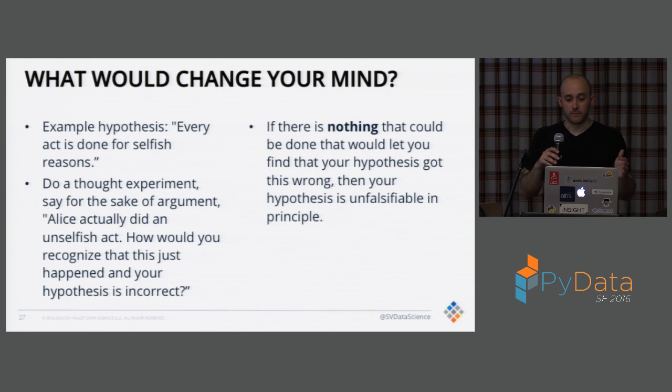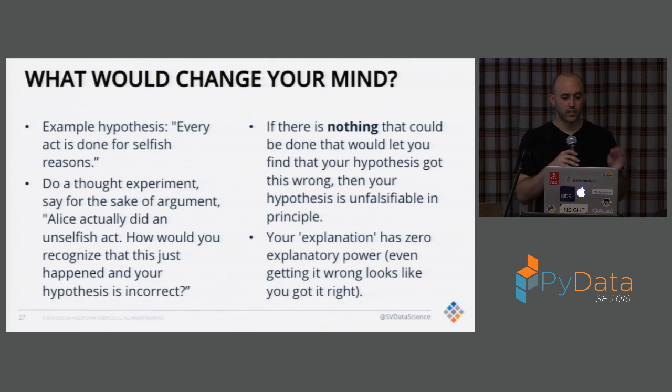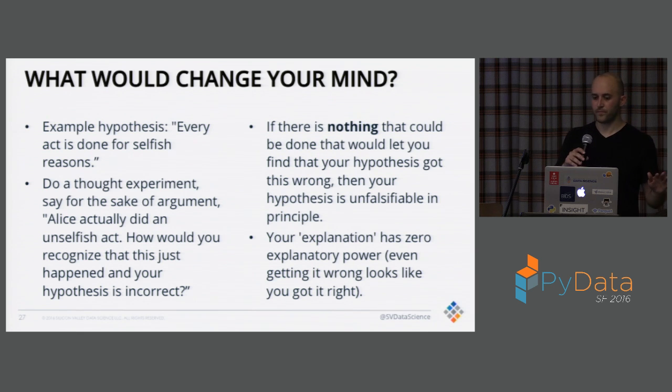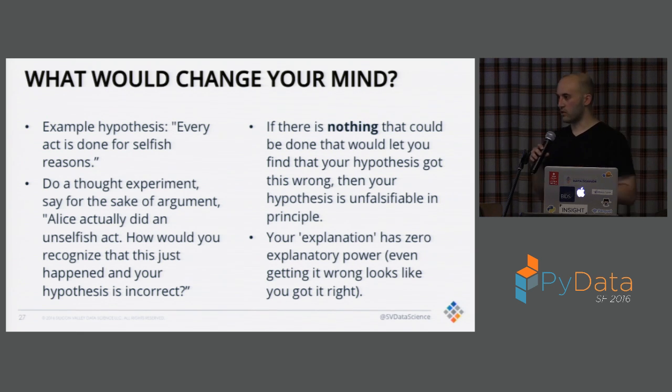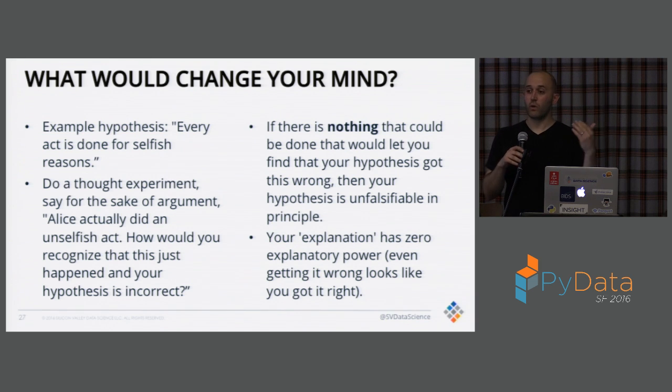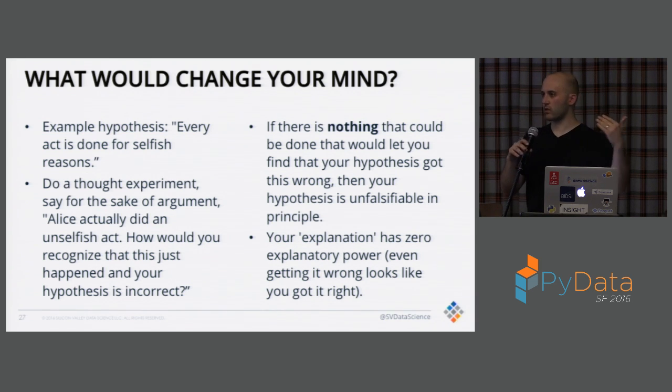If the answer is nothing, if there is nothing that you could do to figure out that your hypothesis got this wrong, then your hypothesis is unfalsifiable in principle, which is different than unfalsifiable in practice. But the basic problem with that is that your explanation has zero explanatory power. Even getting it wrong looks like you got it right. So if you can't do this kind of thing, this is one easy litmus test to say, okay, I need to think a little bit more carefully about what would change my mind, some sort of evidence that would look like X, Y, or Z. Okay?